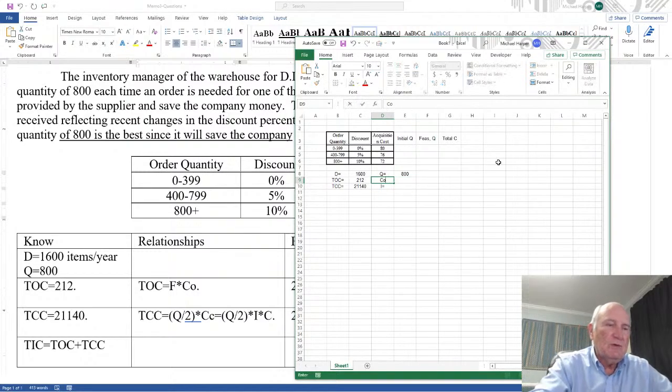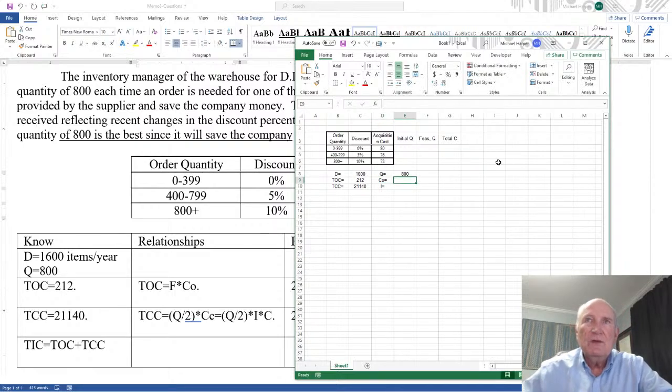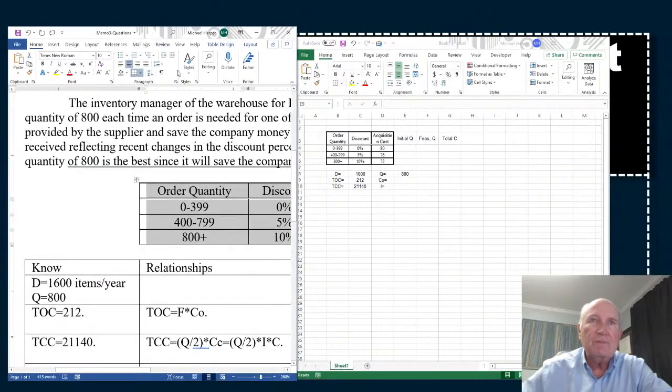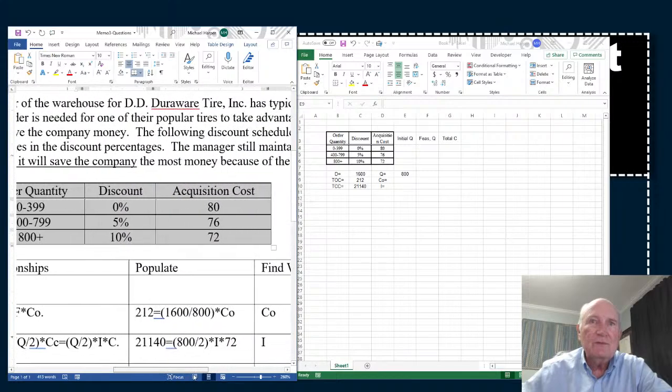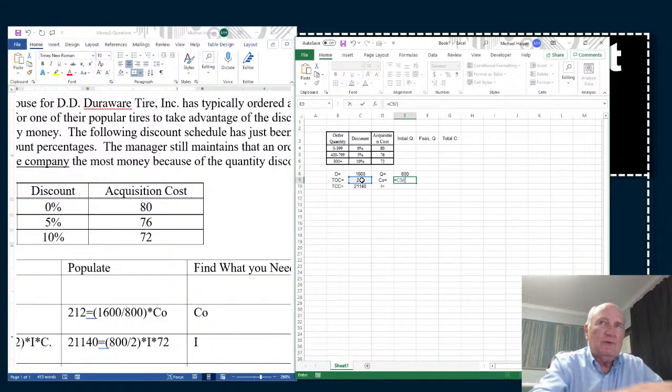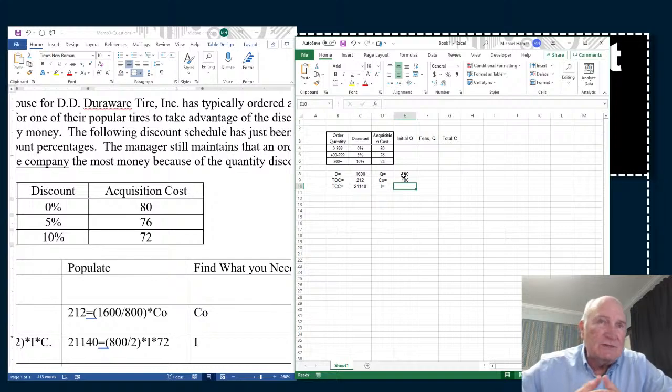C sub O equals, let's calculate it. Well, we've already done that down here. Bring this over here. Let's move this over. And there it is. C sub O is going to equal the 212, divided by, parenthesis, 1,600 divided by 800. There we go. Almost did it wrong. So unit ordering cost is $106 per order.